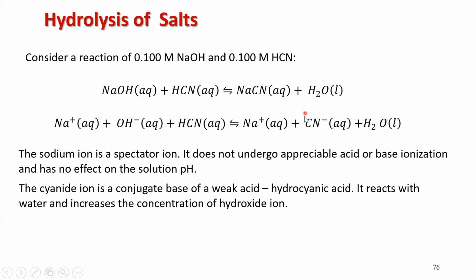And the way the cyanide ion affects the pH of the solution is that cyanide is the conjugate base of a weak acid. So it's going to go through a basic ionization reaction. The cyanide that was produced is going to react with water to a very small degree, but it's going to react with water. It's going to produce hydrocyanic acid and hydroxide. And because we increase the hydroxide ion concentration, the sodium cyanide is a basic salt.